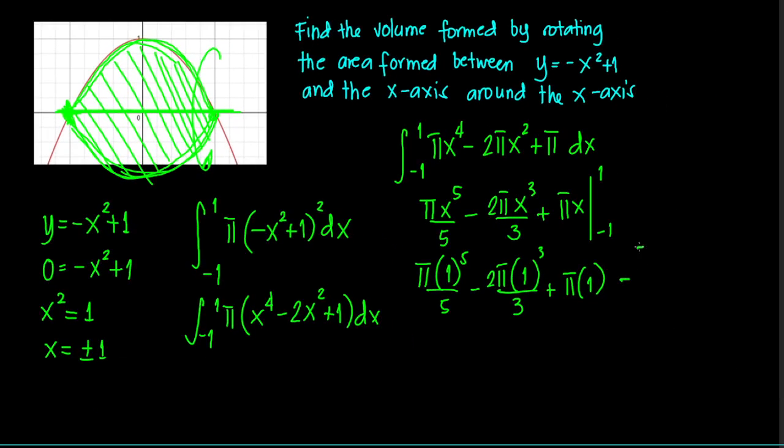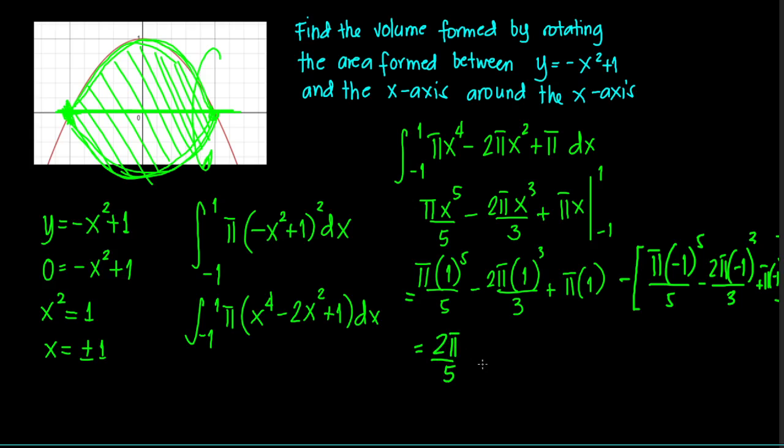Okay. Minus. So, we put a bracket so that we remember that the sign will change. Negative 1 raised to 5 over 5 minus 2 pi times negative 1 raised to 3 over 3 plus pi times negative 1. I have no more space, but you know what I mean. Using your calculator, you will find that this is 2 pi over 5 minus 4 pi over 3 plus 2 pi. And if you simplify further, this should give you 16 pi over 15.